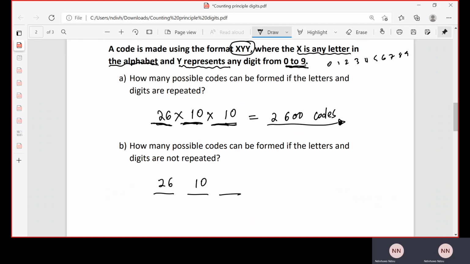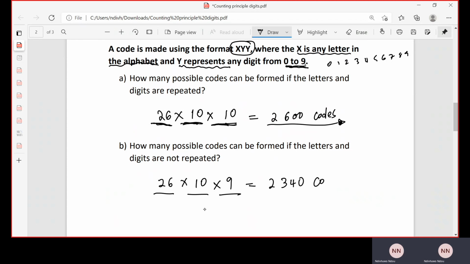Let's move to the last position. No repetition. They are not repeated. It means because we'll have to choose from 10, one is used, it means one of them will go out from those options. So we'll be left to choose from 9 of them. Then we just multiply out those numbers of choices we have. Then we get the number of codes that can be formed if that restriction is applied.